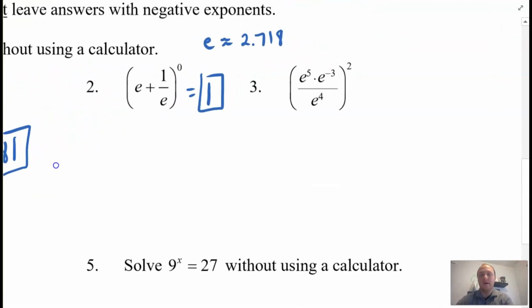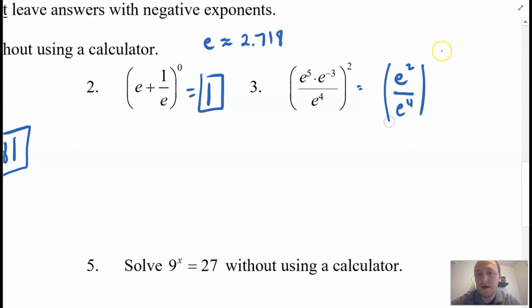Okay, here I have a lot going on. Simplify everything inside the parentheses first. So we'll start out with the product. Okay, and when you have e to the power of 5 times e to the power of negative 3, you're going to add those exponents. So that is e squared over e to the 4th. Okay, and that is all to the power of 2.